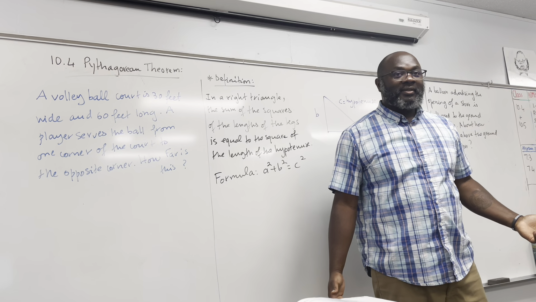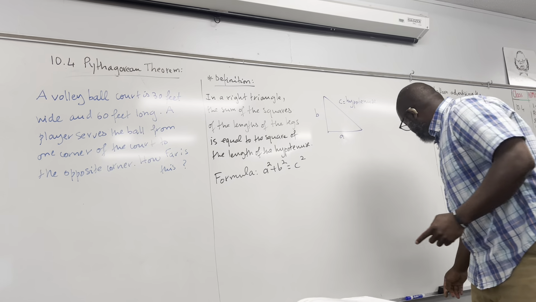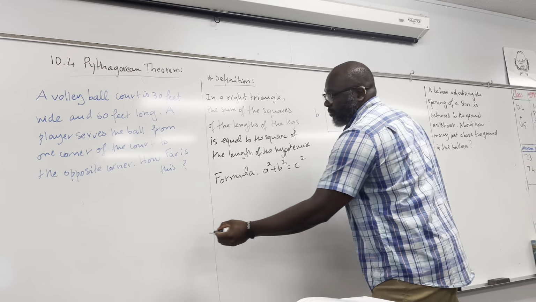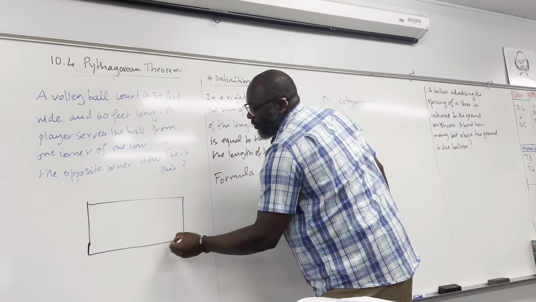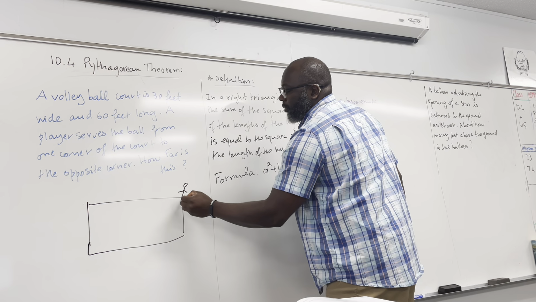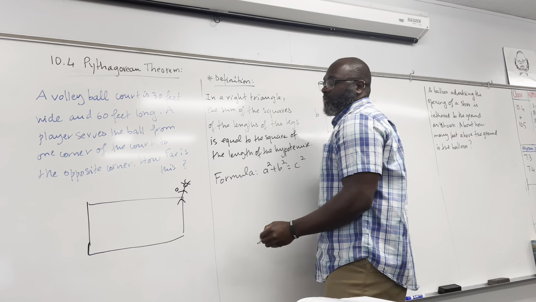We know the court is 60 feet long. We can draw the court. We can draw it, serving from one corner to the other. You just stand at the corner you want to serve from and serve straight to the other corner. So let's say this is Nora here, and she has the volleyball. She wants to serve.